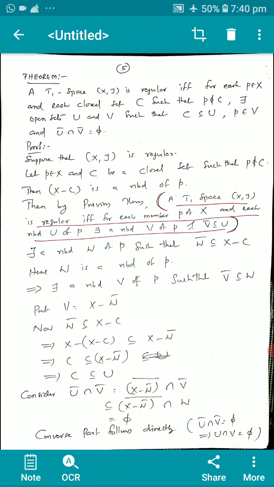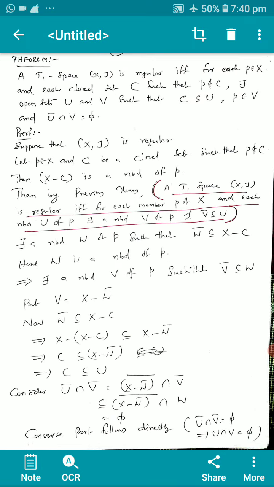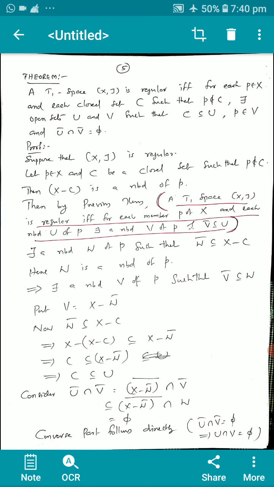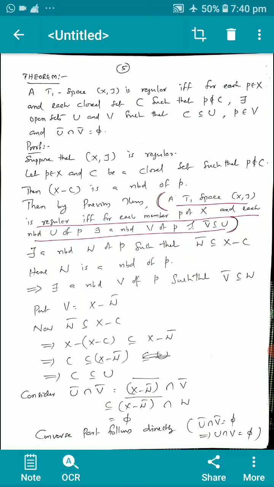Using that theorem, there exists a neighborhood W of P such that W bar is a subset or equal to X minus C. Here W is a neighborhood of P. This implies there exists a neighborhood V of P such that V bar is a subset or equal to W. Put U equal to X minus W bar. Now W bar is a subset or equal to X minus C, which implies X minus C is a subset or equal to X minus W bar, which implies C is a subset or equal to X minus W bar, which implies C is a subset or equal to U.